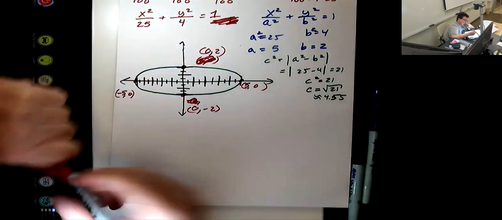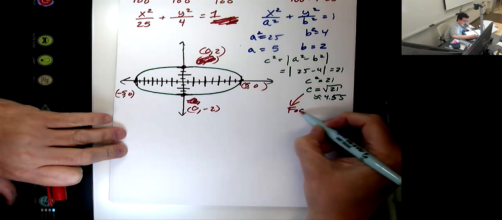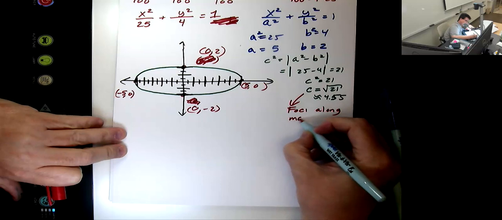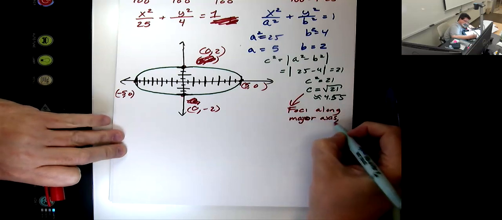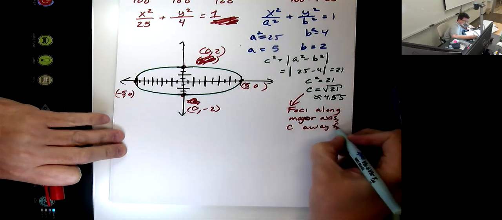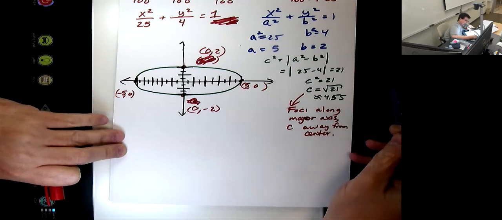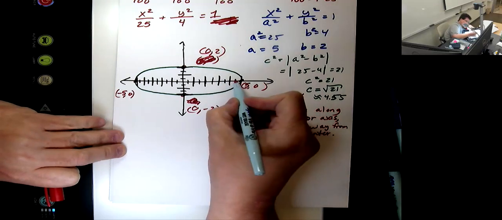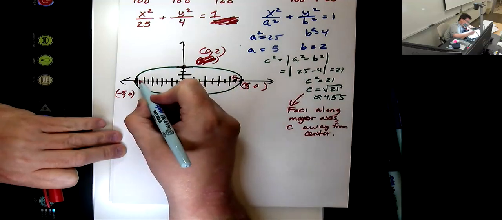And our foci are along the major axis. Foci are along the major axis, c away from center. So right about there, maybe F2, and F1 is way over here.